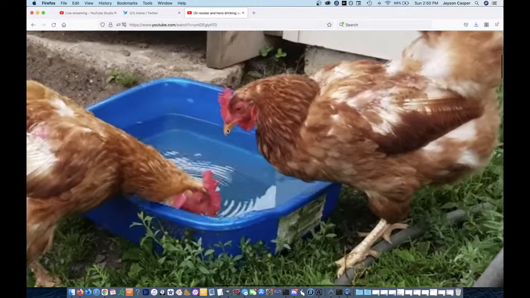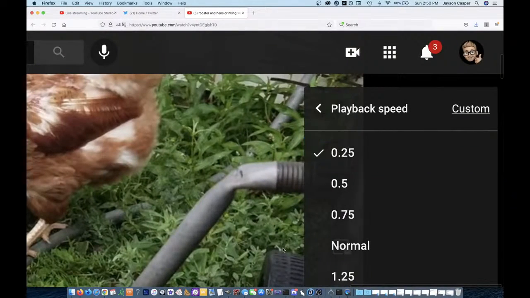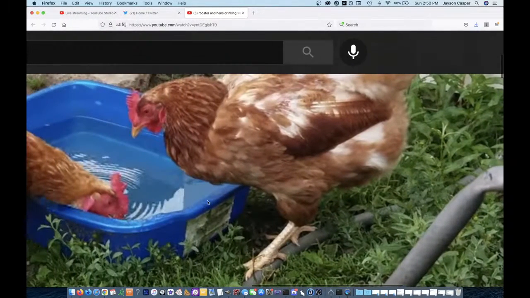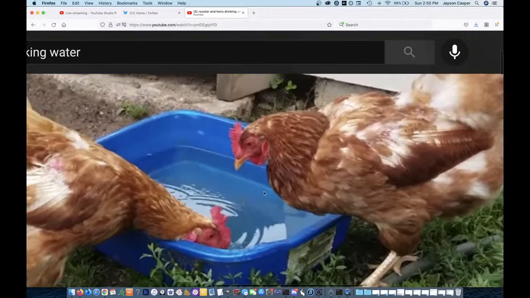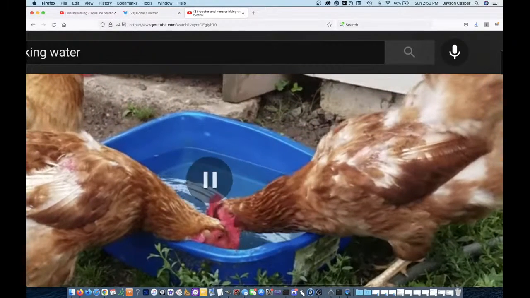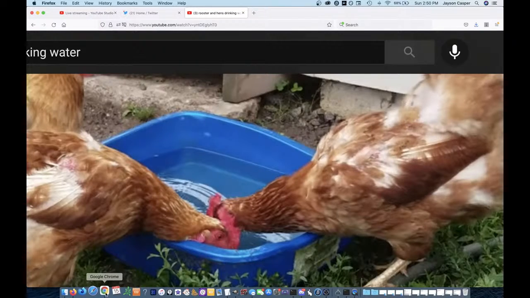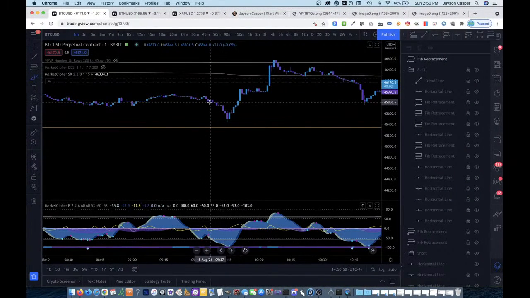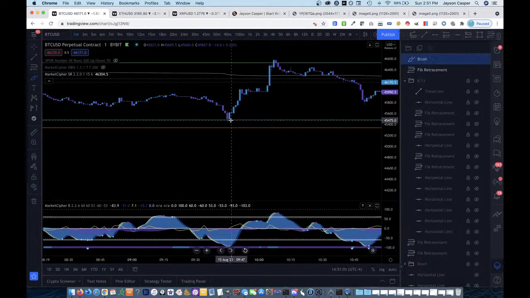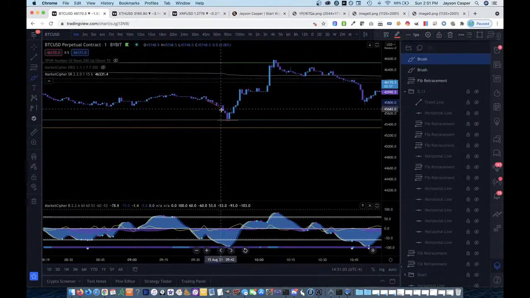The chicken's beak is the price, and the water is the golden pocket. The chicken's going to shove her beak down into the water really fast. There she goes. Boom, boom, boom. Hits the golden pocket. Okay? Now, just like the price hitting the golden pocket, remember the price is the chicken's beak. The golden pocket is the water. The beak comes into the water and then real quick gets snatched up.